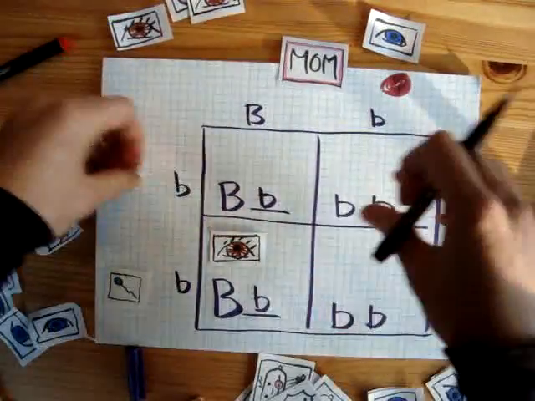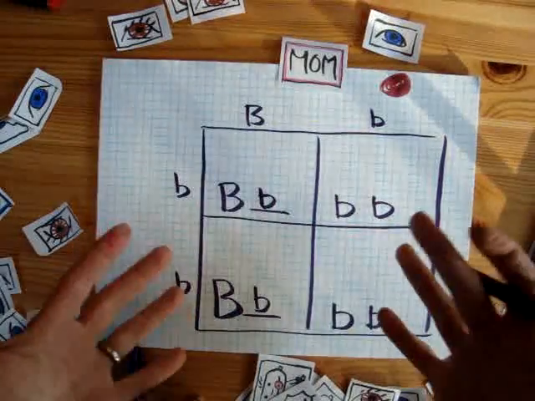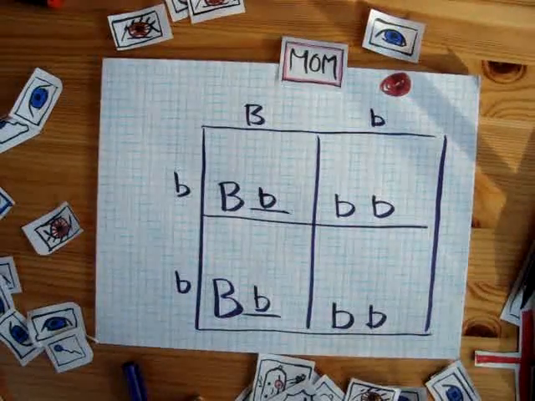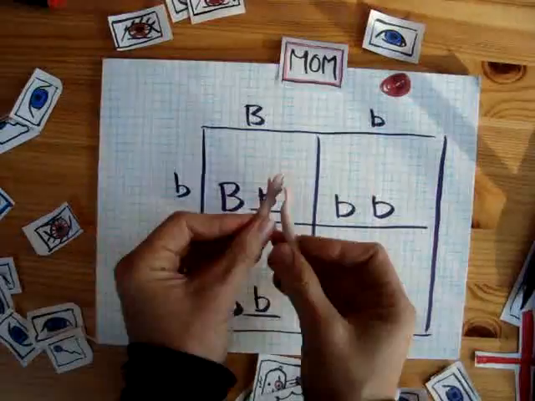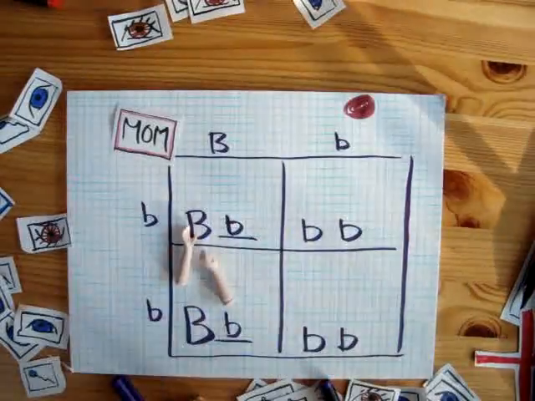All done! Now we know everybody's genotype and phenotype. We know what their genes say and what their eye color actually is. And now you know a little bit more about Punnett squares. Give yourself a hand. Good job. The end.